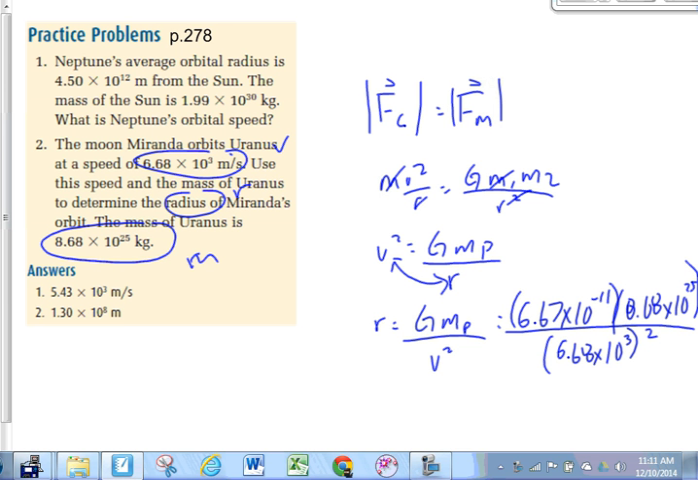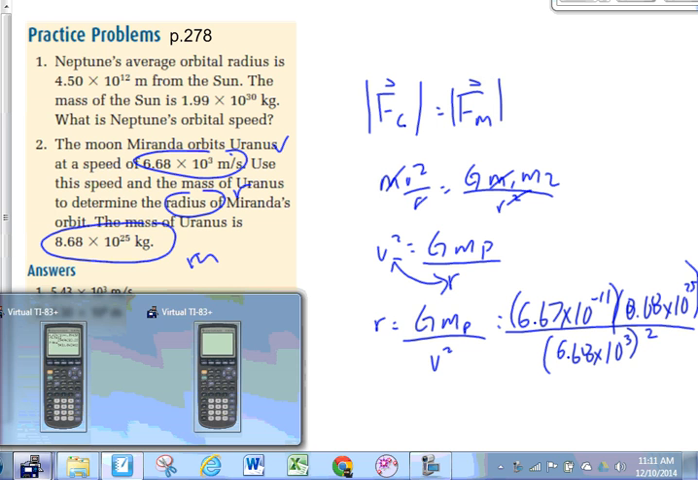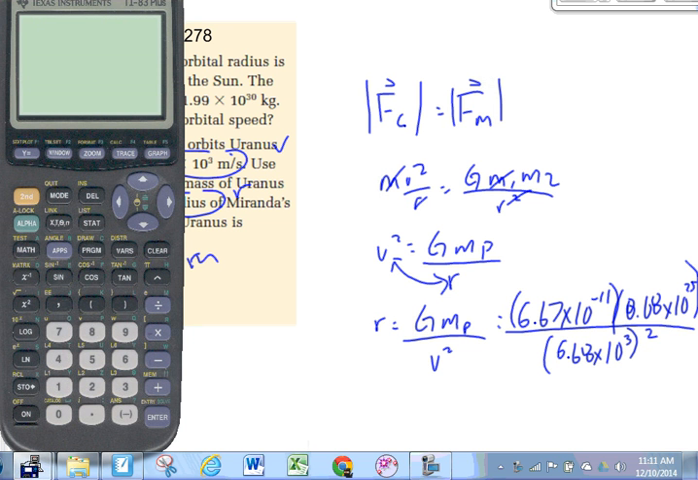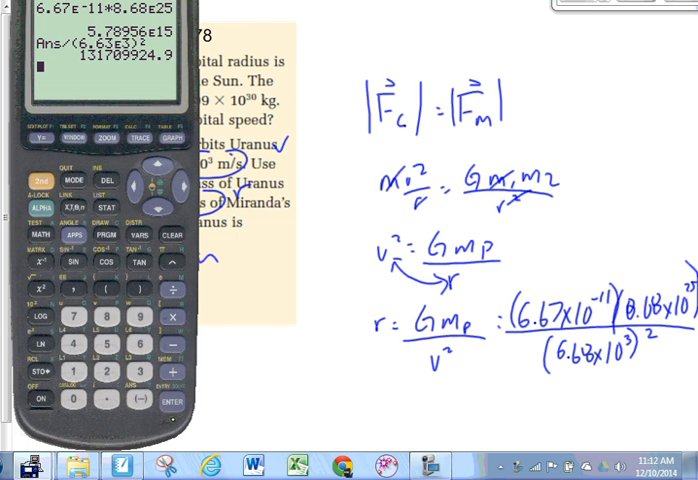So let's do this one definitely on our calculators here. We're going to want to use some brackets on this one too. Let's go 6.67 times 10 to the negative 11 times 8.68 times 10 to the 25. We're going to divide that. I pressed equals there to get a number on the top. Let's divide that by bracket 6.68 times 10 to the 3. End that bracket, and now let's square everything inside the brackets. And when I do that, I should end up getting 1.31. Yeah, I get 1.32. I'm sorry.